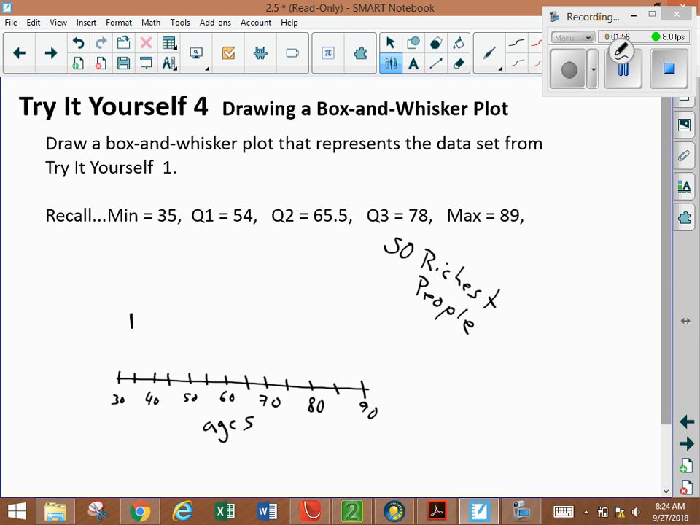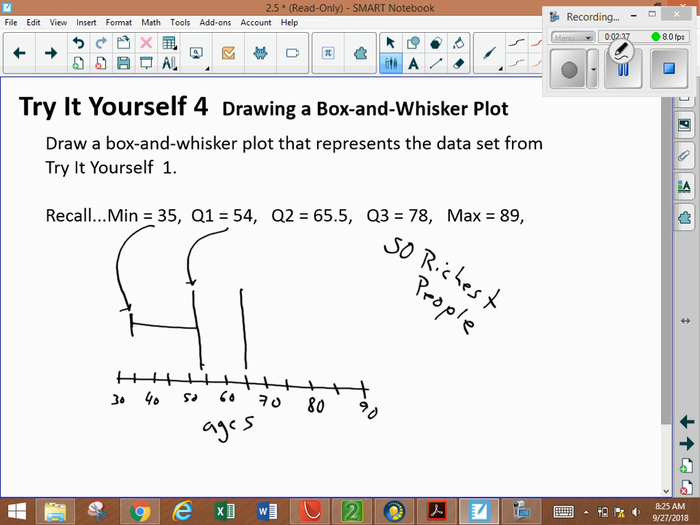Alright, our minimum is 35, so what do we do? We put a whisker here, right? Quartile 1 is at 54, so we'll go just a little bit less than 55, right? Boom, attach those, okay? So I'm going to write down exactly what this is. Actually, I can just draw some arrows, right? So here we go. Quartile 1 is right there. Our median is at 65.5, so really close to that line there.